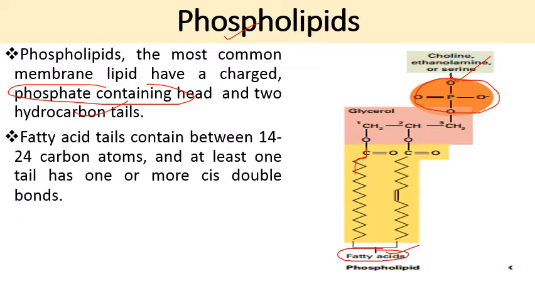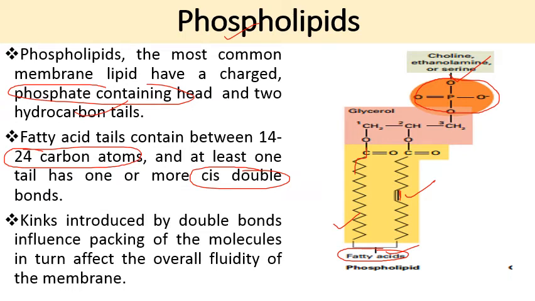A fatty acid tail contains between 14 to 24 carbon atoms, and at least one tail has one or more double bonds. So the tail can have one or more double bonds. That brings unsaturation and also helps in maintaining the fluid nature of the membrane. These double bonds produce kinks and influence the packing of the molecules, in turn affecting the overall fluidity of the membrane. So the fluidity of the membrane is affected by the presence of these double bonds.